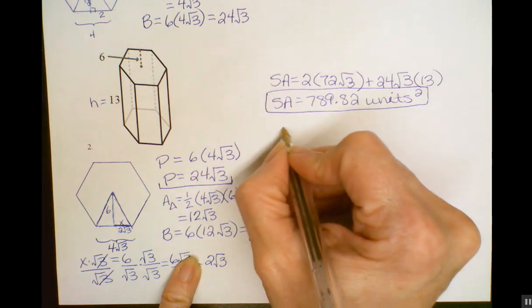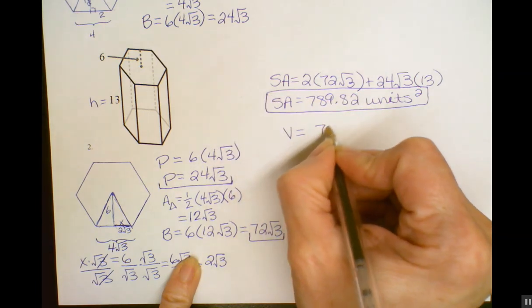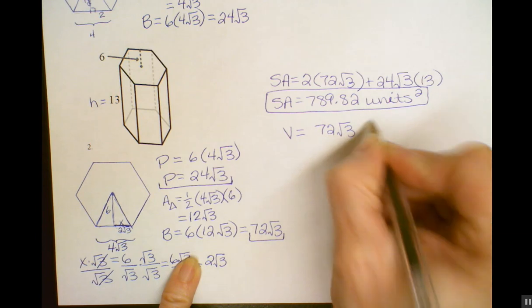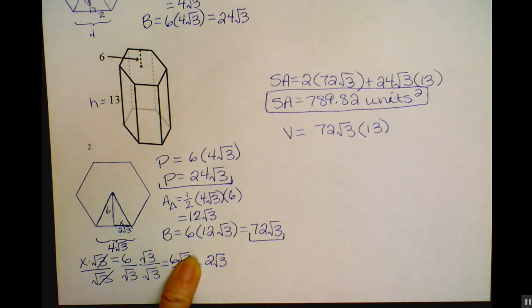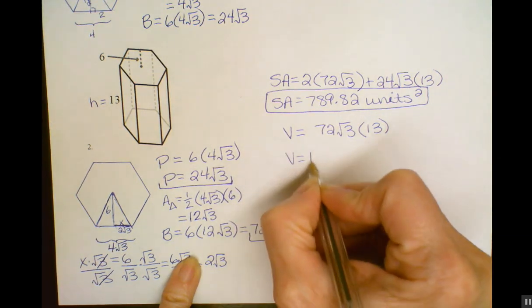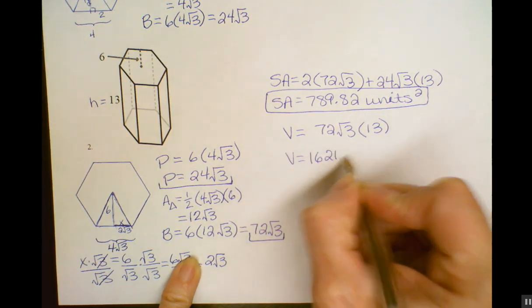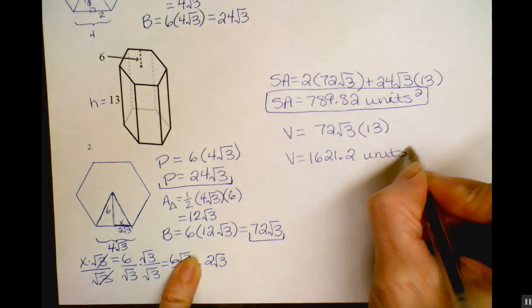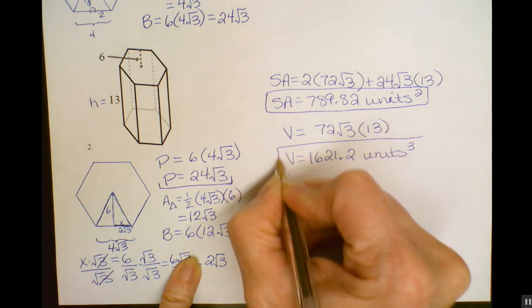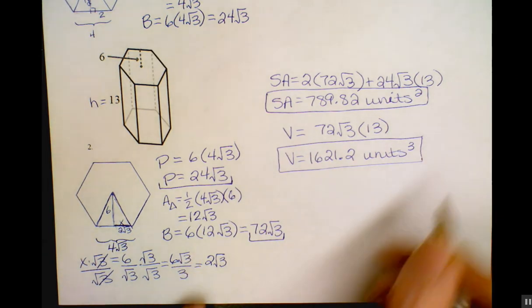Now let's look at the volume. Volume is the area of the base, 72 root 3, times the height of the solid, 13. Gives us a volume of 1,621.2 units cubed. And that completes example number 2.